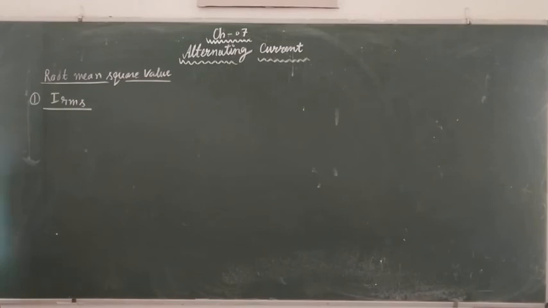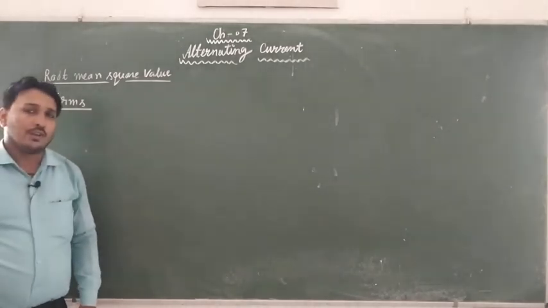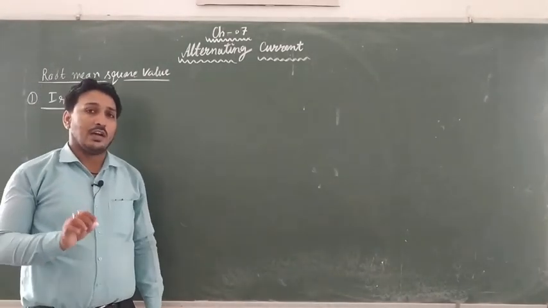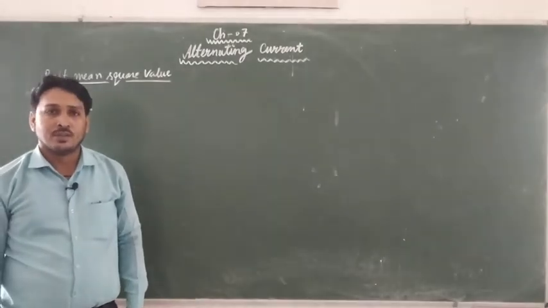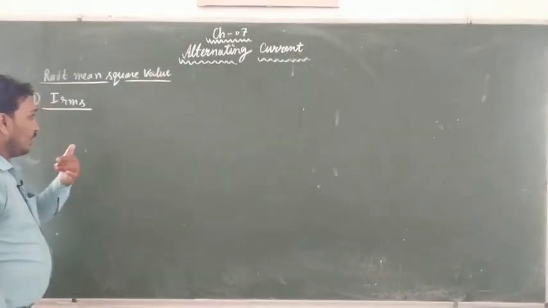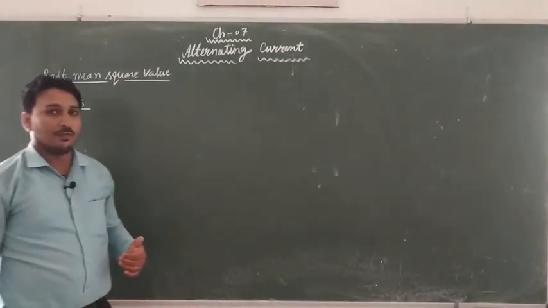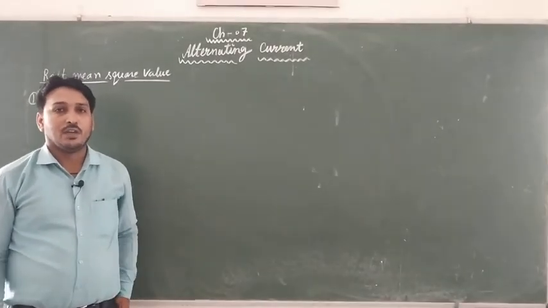I is current. What are we calculating here? We are calculating the RMS value of alternating current. How is it defined? It is defined with the help of the heating effect.